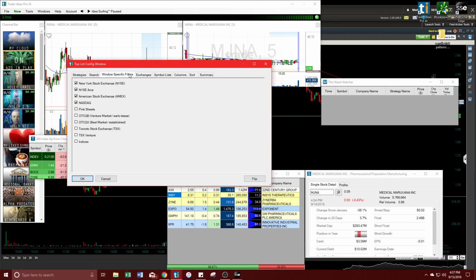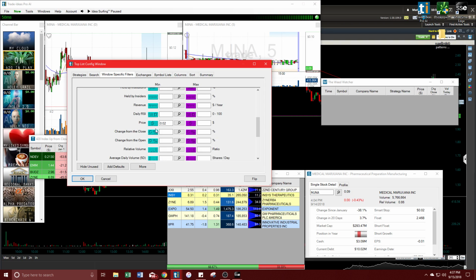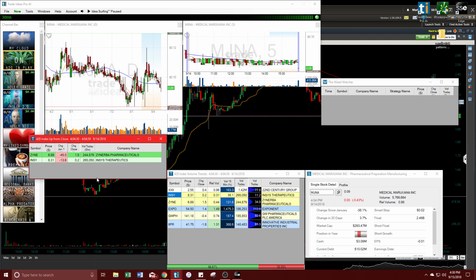No pink sheets. Also, I want the price range to be from, I'll say, 10 cents to $20.